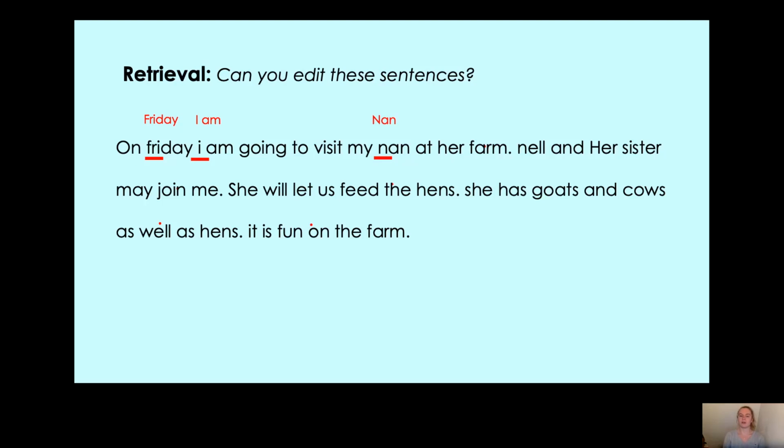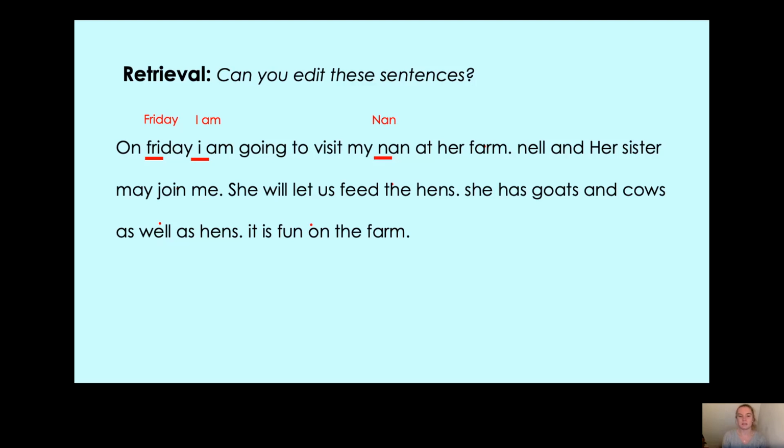Okay, at her farm. Does farm need a capital letter? No, it doesn't, does it? Because it doesn't have a specific name. It's just a farm, okay? If her Nan's farm had a special name, then you'd have to put a capital letter for it. So we've done that sentence. Let's move on to the next sentence.